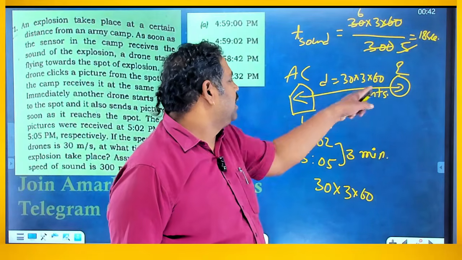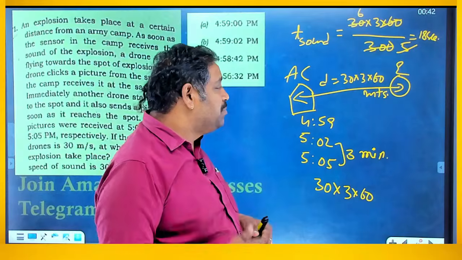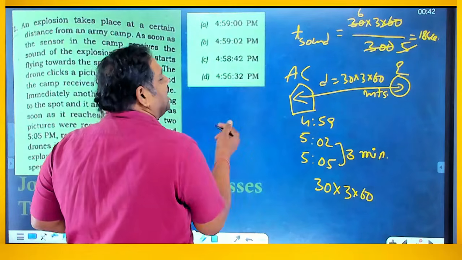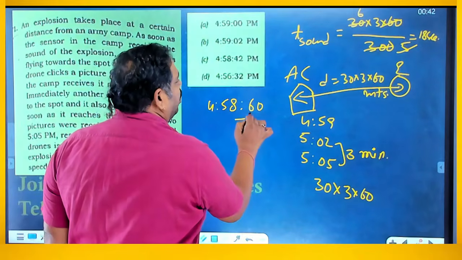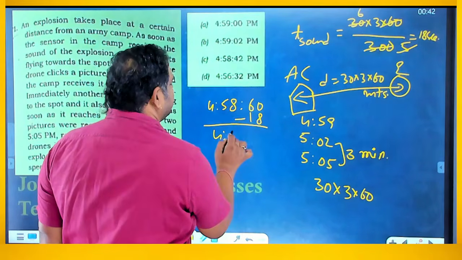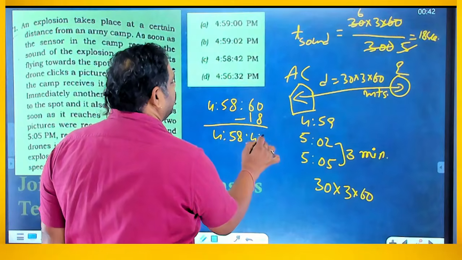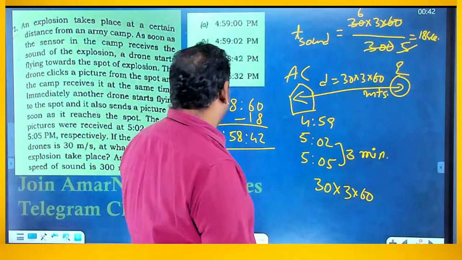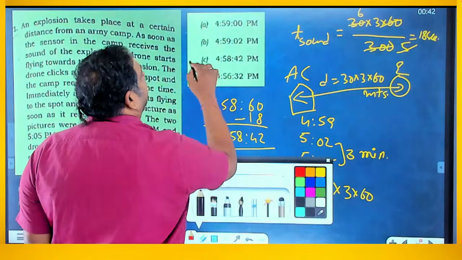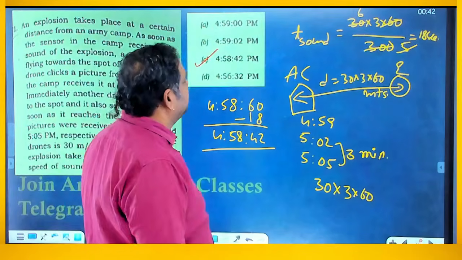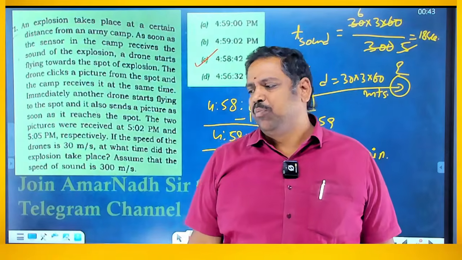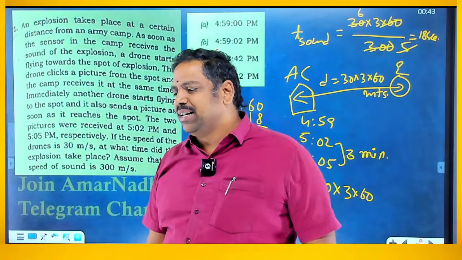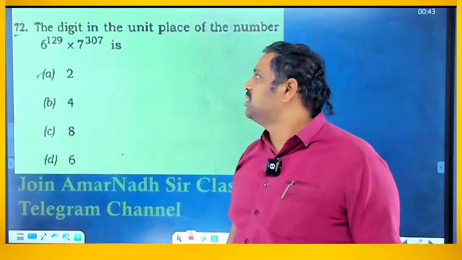Immediately the drone started. The drone started at 4:59, right? Means 18 seconds before 4:59, that is 4 hours 58 minutes 60 seconds. You have to reduce 18 now. So 4 hours 58 minutes 42 seconds. Which option is the answer? 4:58:42, so C is the answer. Understand here? It's common sense and a funny question he gave, not a complex one. That's why this paper is easy compared to the previous ones.